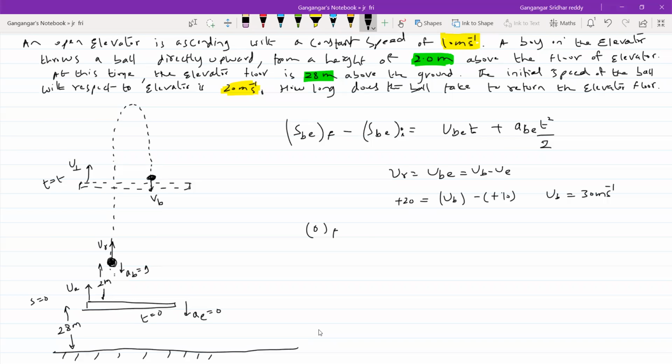So let's substitute. This will be 0. Both will be at the same position, no? Sorry, this will be 2. Velocity of ball, it is like this: UB will be plus 30. Velocity of elevator will be plus 10. Why positive sign for them? Upward direction, let me take positive. I'll use a different color.